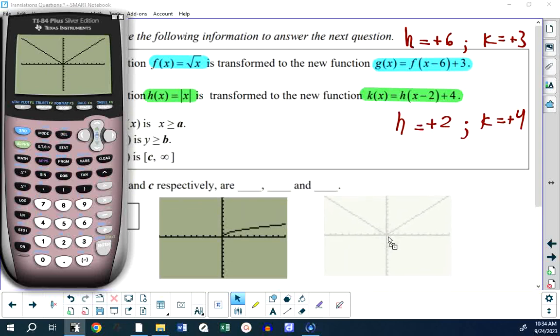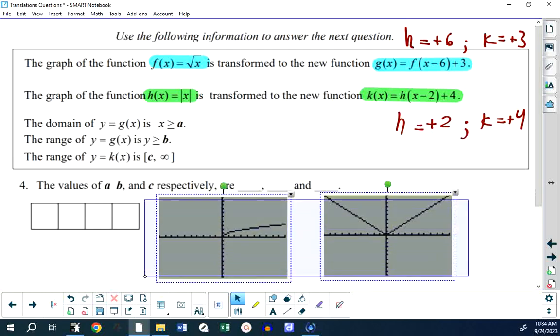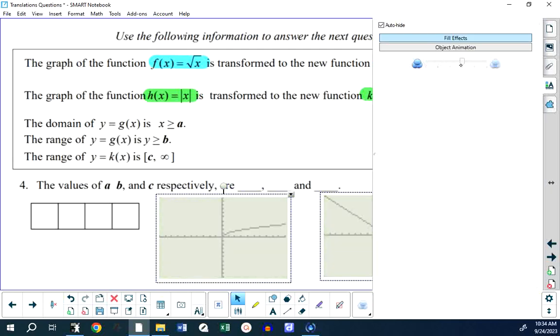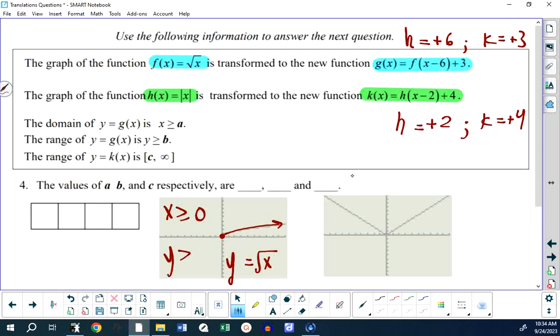So let's start with y equals root x. Let me just tone these down a bit for you. Let's start with y equals root x, which is the graph on the left. This is y equals root x. This is f of x. You can see that the beginning of this graph is at the origin, and the graph moves up and to the right. What that tells us is the domain of this original function f of x is greater than or equal to 0, and we can see the range is y is greater than or equal to 0.